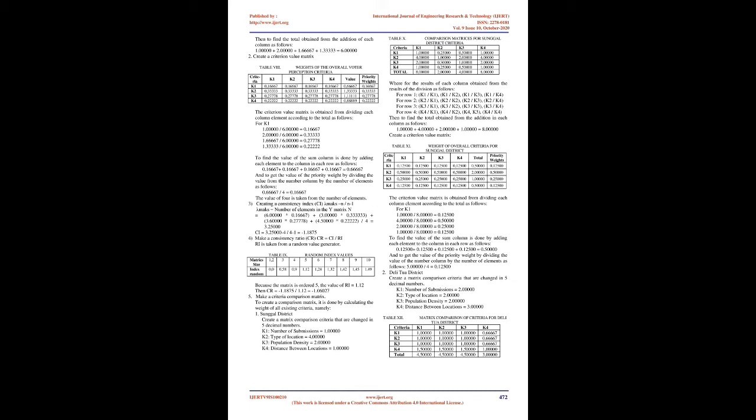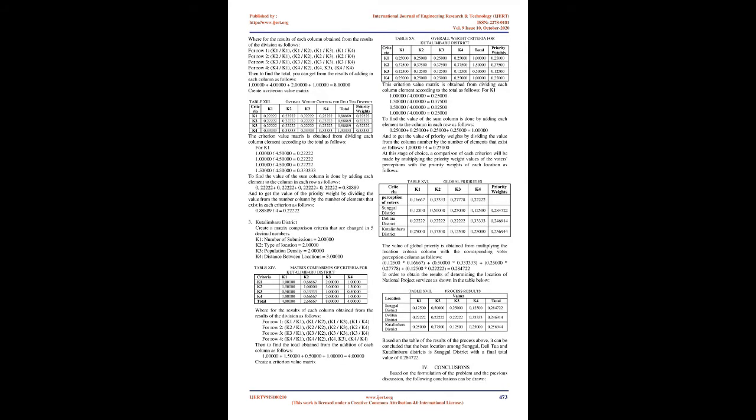As an example of its use, the National Land Agency wants to provide national project services to regions by determining the location of services, taking into account 4 criteria, namely number of national project submissions, type of location, population density, and distance between submission locations. The criteria can be seen in this table.